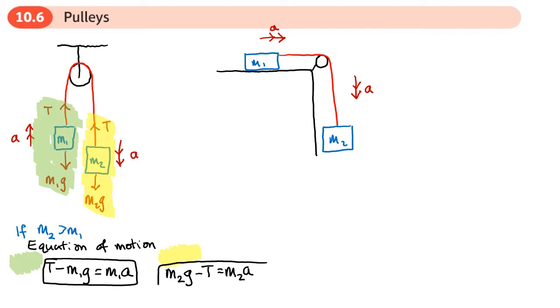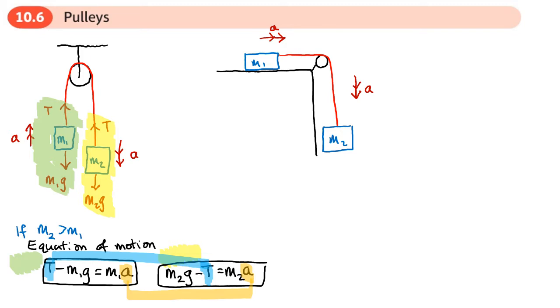So this would be a second equation of motion, but we know that in both of those equations, A can be used to link them together, because A will be the same in both, and also T will be the same in both. So we could use T here to link these two together, because the tension will be the same in both.